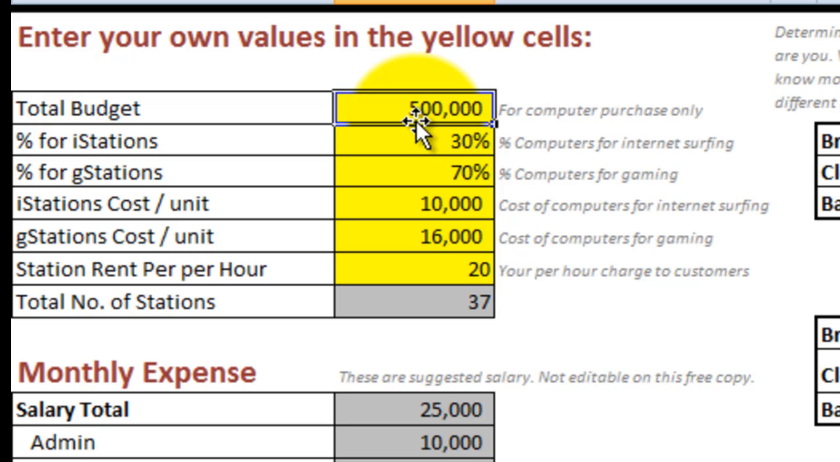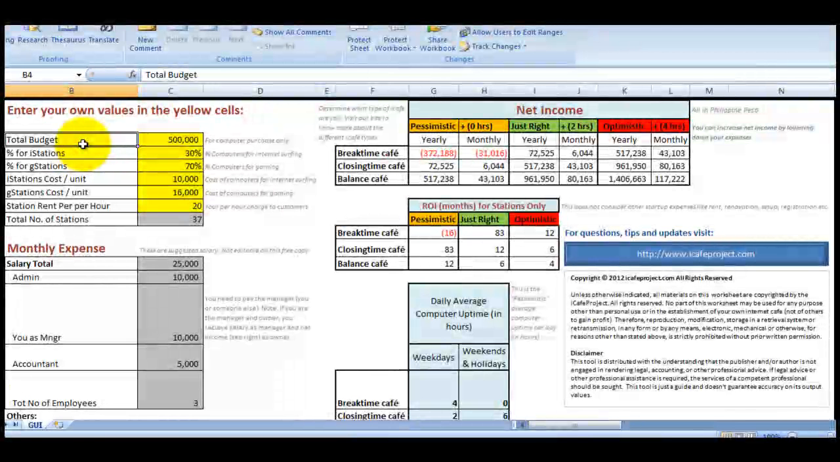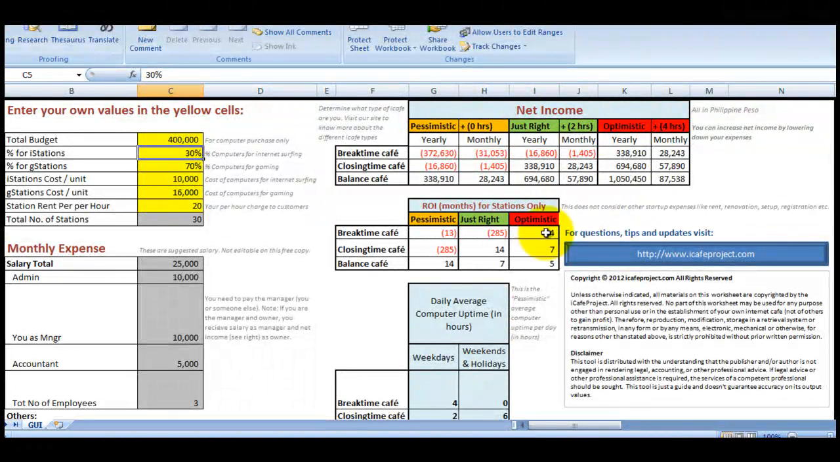So there are 6 things you need to input here. First one is the total budget. Okay, if you have, for example, 500,000 pesos for your budget in purchasing your computers, then you simply type that value here. Or it can also be 100,000 pesos. As you can see, changing any values in here will automatically change the net income and the ROI. Later I'll discuss those things.